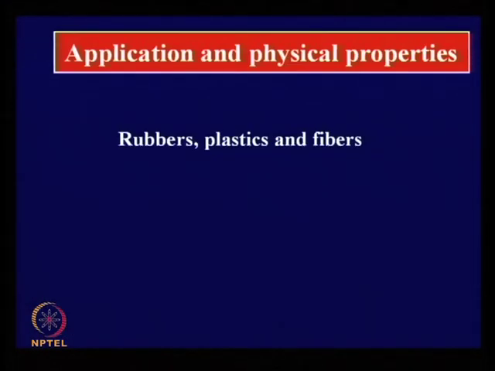Then classification by application and physical properties: rubber, plastics and fiber. The same polymer can be available in any of these three different forms, either plastic or fiber or rubber. You take polyethylene, you can have polyethylene plastic, polyethylene fiber, polyethylene rubber. What is the difference among these three?